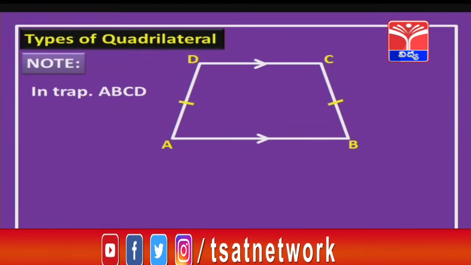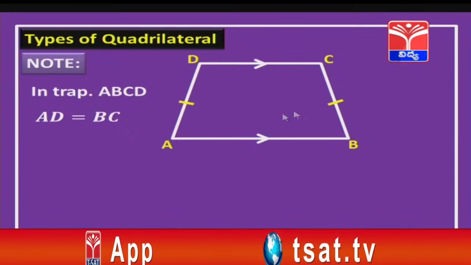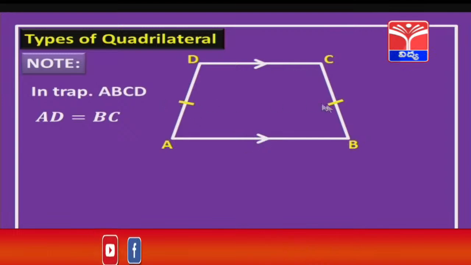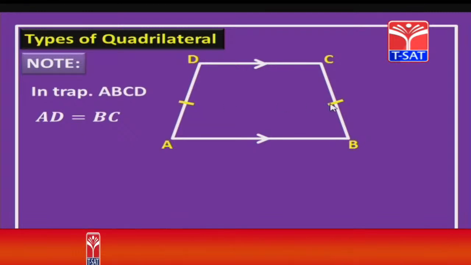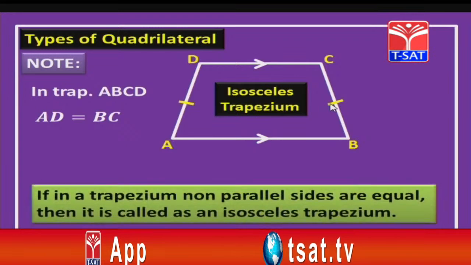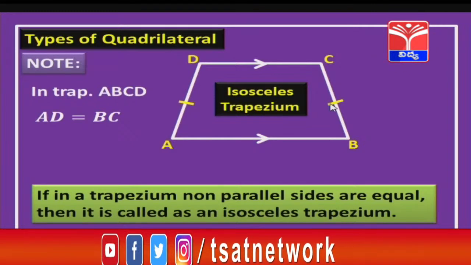So, let us take a special case of a trapezium. Okay, children. So, in this trapezium ABCD, here AD and BC both are equal. So, what are AD and BC, children, here? Yes, these two are non-parallel sides, right? Only this one pair of opposite sides are parallel, and these other two sides are non-parallel sides. Now, whenever the non-parallel sides of a trapezium are equal, we call it an isosceles trapezium. So, how do we define it, children? If in a trapezium the non-parallel sides are equal, then it is called an isosceles trapezium. Let us consider the next type of quadrilateral.